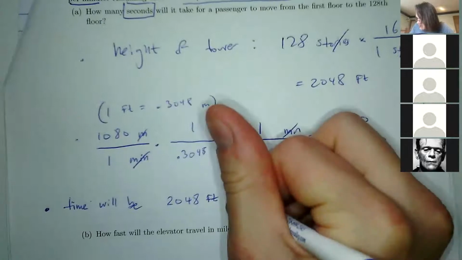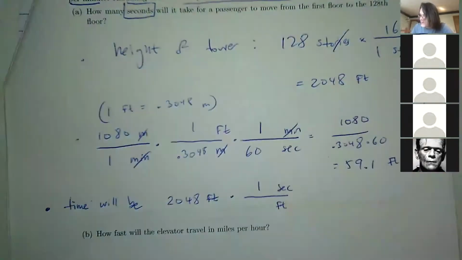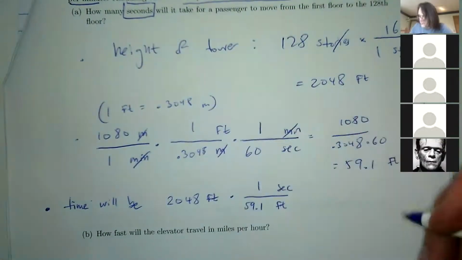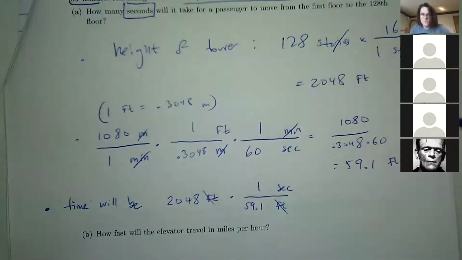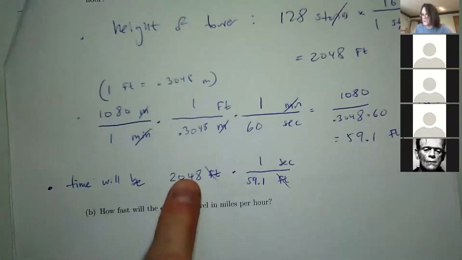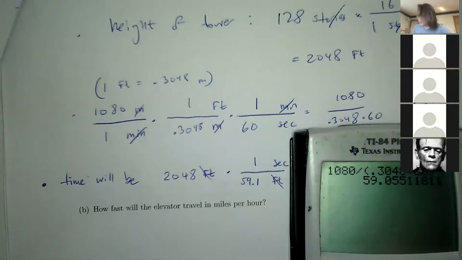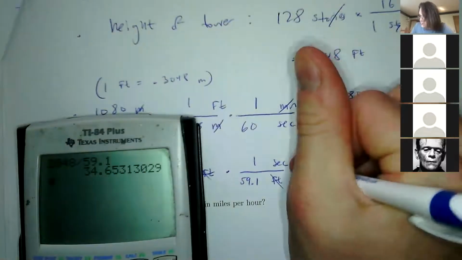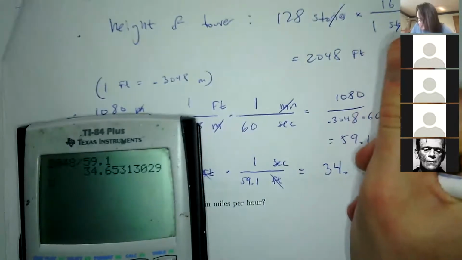So multiply it times feet in the bottom, seconds in the top. As I said, 1 second is you go 59.1 feet. All right. And just like with all the other unit conversions, the feet cancel. And I'm left with seconds. So let's see what we get. We get this number, 2048 over 59.1. So 2048 divided by 59.1. So hopefully, if we did everything right, it should be about 34.65 seconds.